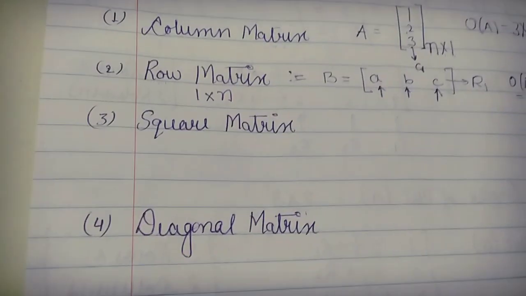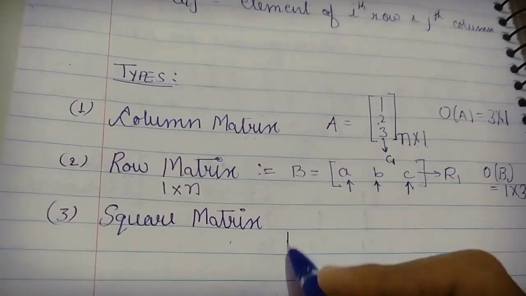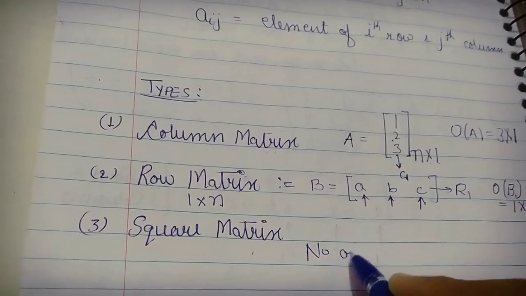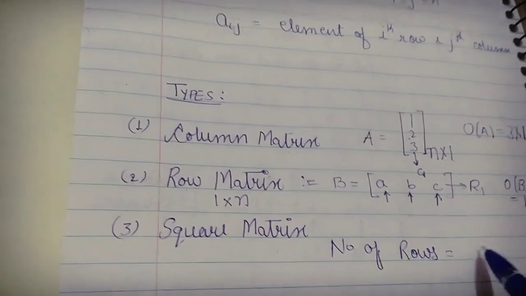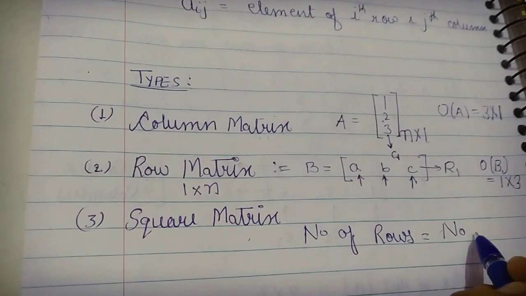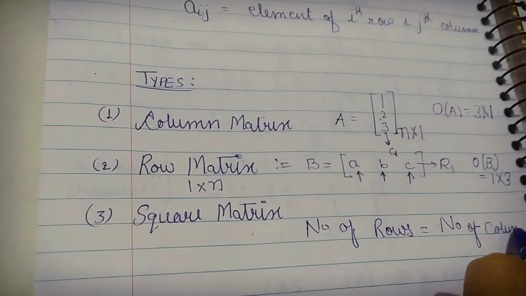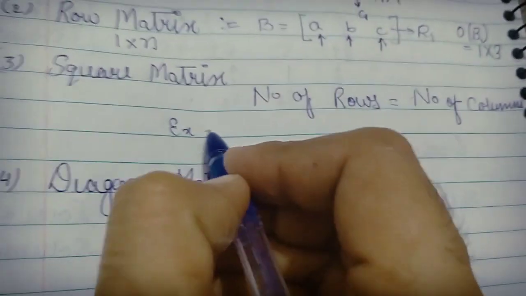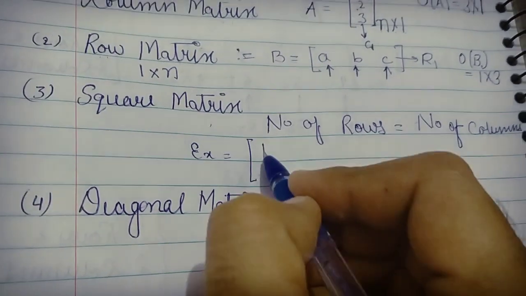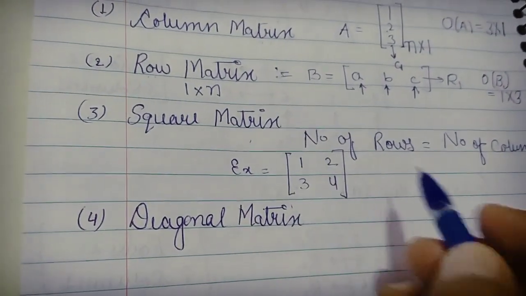What about square matrix? स्क्वायर मैट्रिक्स क्या है? नाम से ही क्लियर हो रहा है, स्क्वायर दैट मीन्स नंबर ऑफ रोज इज इक्वल टू नंबर ऑफ कॉलम्स. एग्जाम्पल 1 2 3 4. This is the example of square matrix.